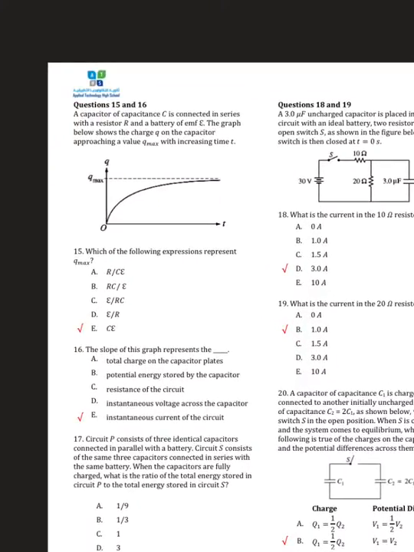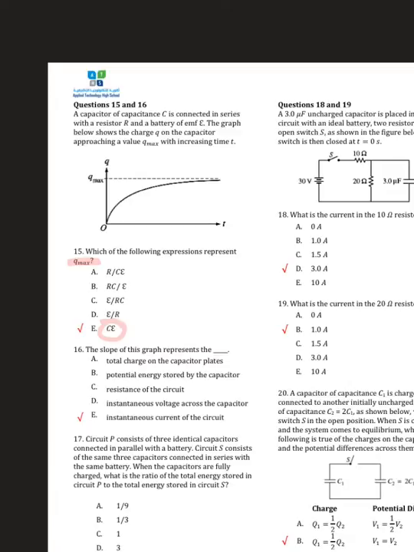Next, a capacitor of capacitance C is connected in series with resistor R and a battery of EMF E. The graph below shows a charge Q on the capacitor approaching a maximum value of Q max with increasing time T. So that's the expression they are asking for: Q max will definitely be CE, because that's the maximum charge which the capacitor can have.